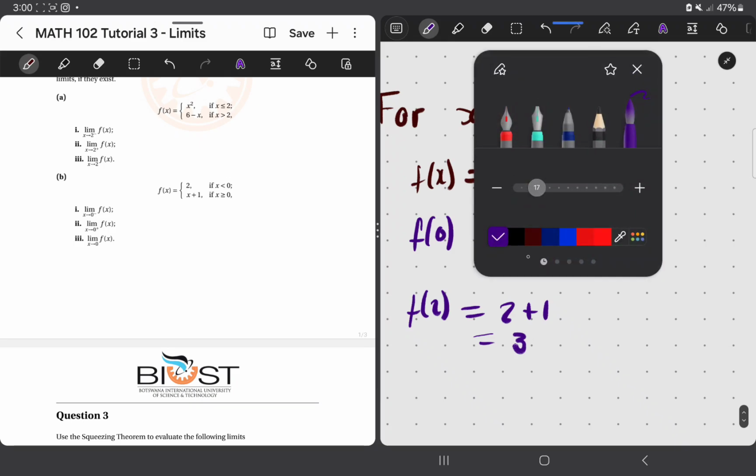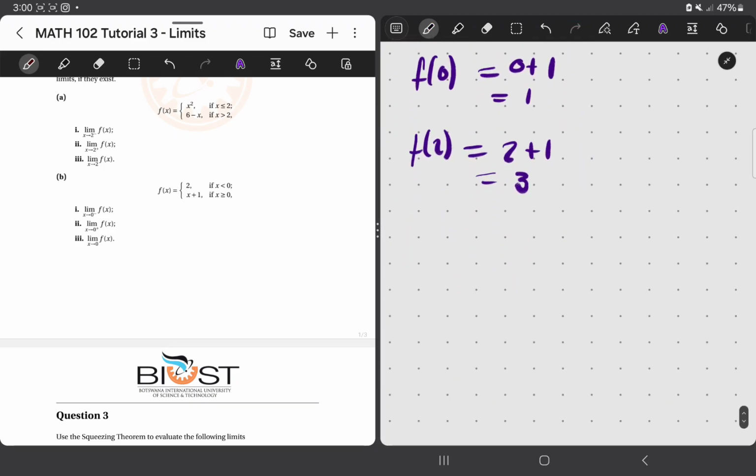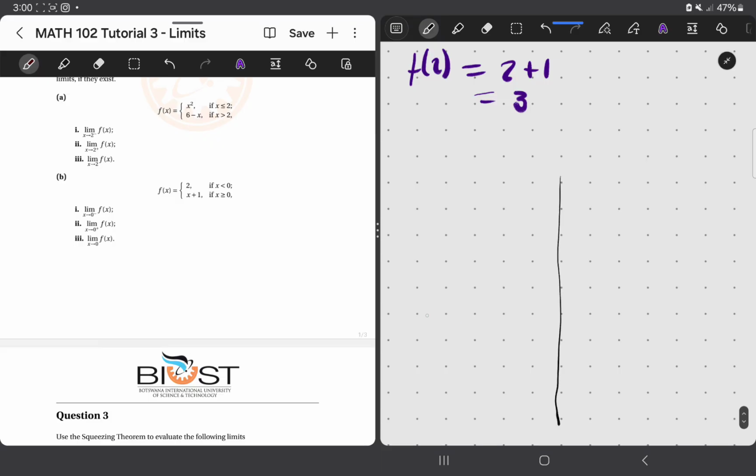So now we can do that. So we don't even need to put that long a thing, right? Now let's sketch the graph. We can sketch this graph. This graph is so easy.